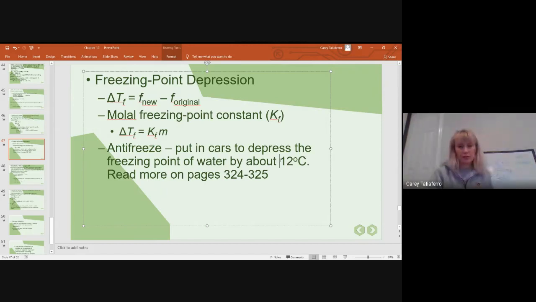So if you think about this, if you put antifreeze in cars, it will depress the freezing point by about 12 degrees Celsius. So temperature can go down to -12, since the freezing point of water is 0. It can make it so that it won't freeze until you hit -12 degrees Celsius. So that can make a big difference in some places. And then in some places that's not enough, and people take extra measures.